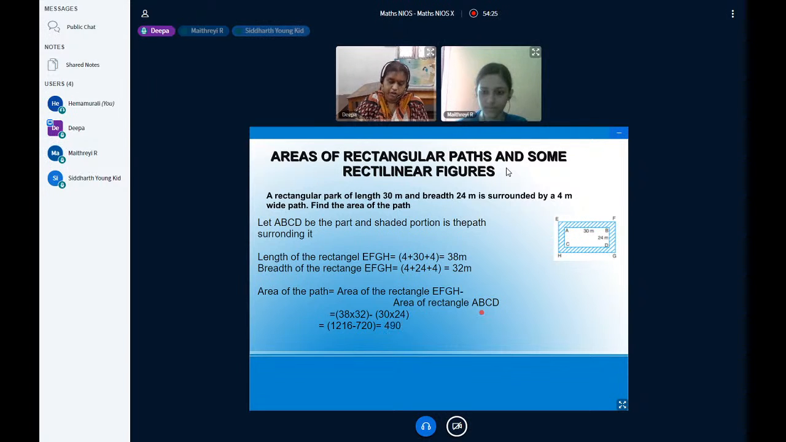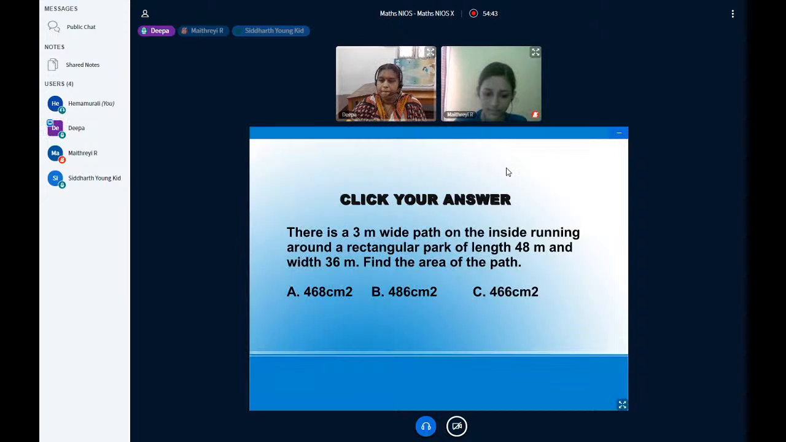496 meters square. Here we found the area of the path between the outer and inner rectangular field. It's clear. Any doubt? No, ma'am. Okay, now we will move to the next question.